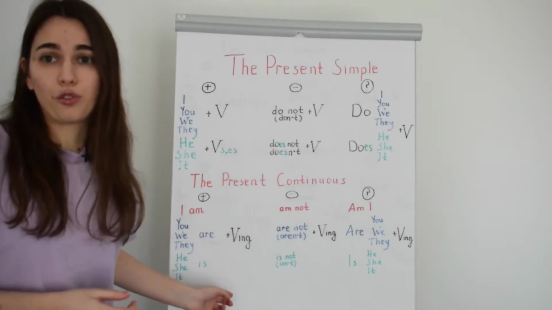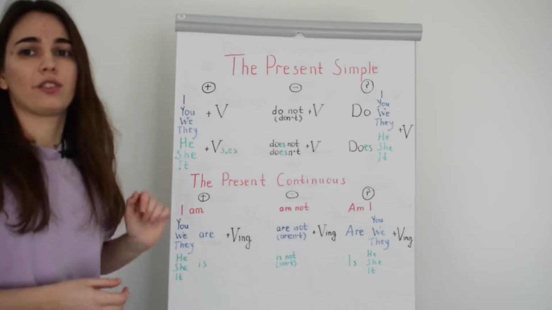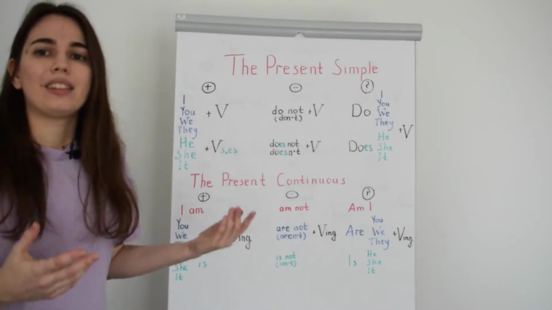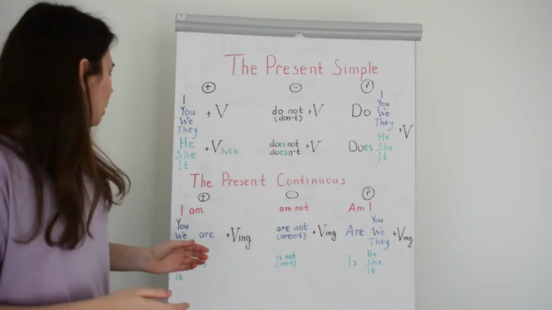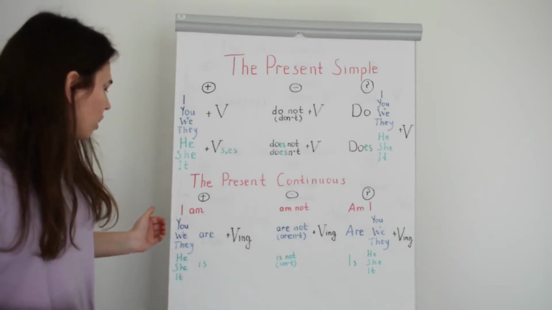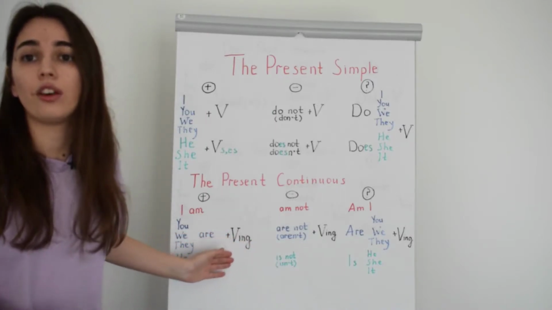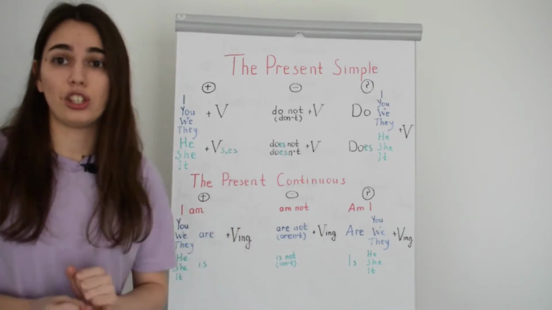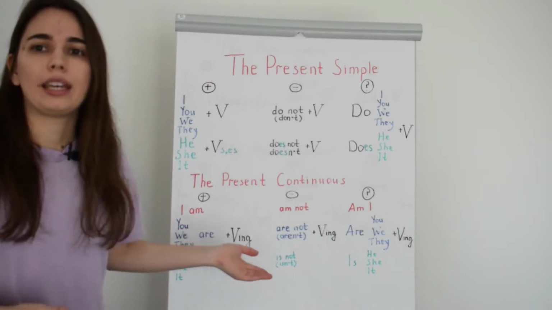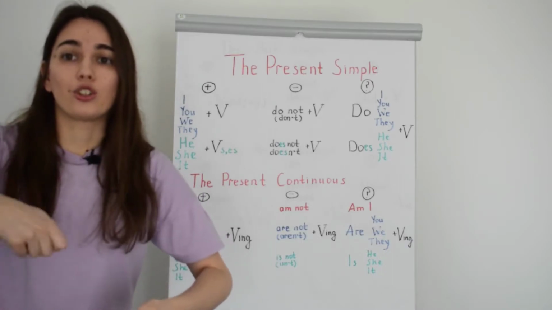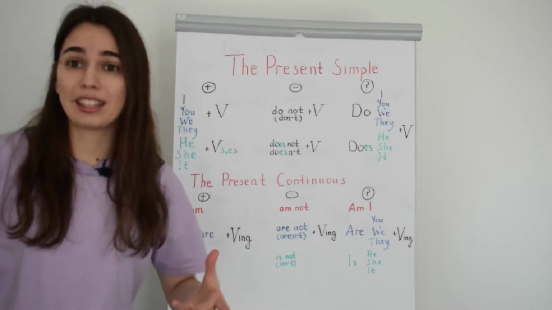So in order to form the present continuous tense, for affirmative sentences, we need the verb to be, and you all know the verb to be, I'm sure. So I am, you, we, they are, he, she, it is, plus the verb with ing ending. So I can say I am cooking. I am cooking right now. Imagine that I am doing it right now.